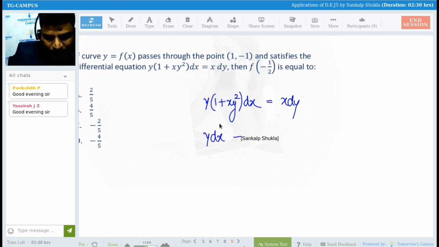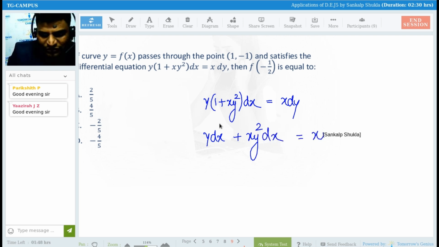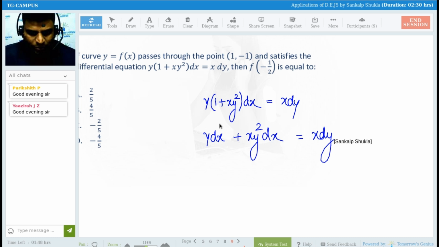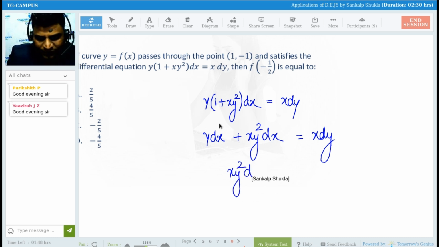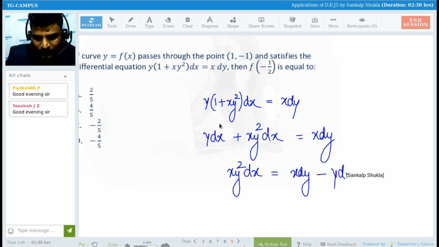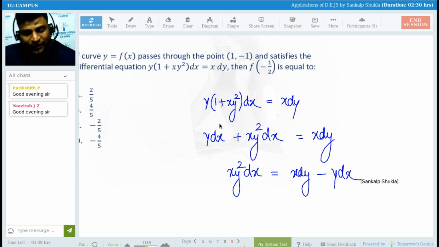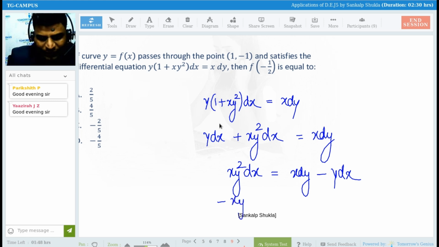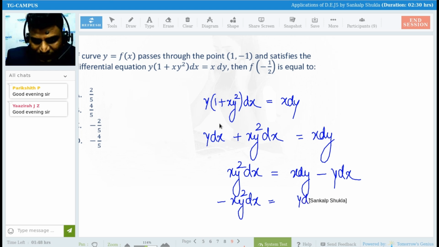It will be y dx plus x y square dx, and it will be x dy. We can see that x y square dx can be written as x dy minus y dx. Now, if you are having x dy minus y dx, that means you should have x square. But you are not having x square. So we can do one thing. We can take a minus over here, minus x y square dx. And now you can switch this. You can write y dx minus x dy.